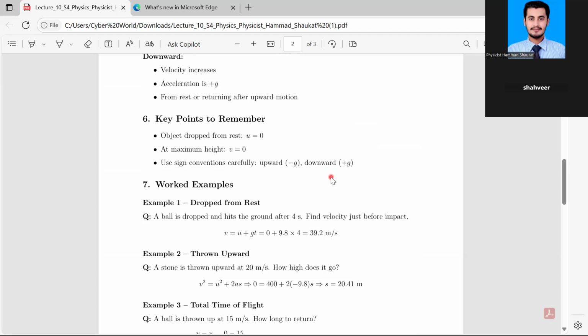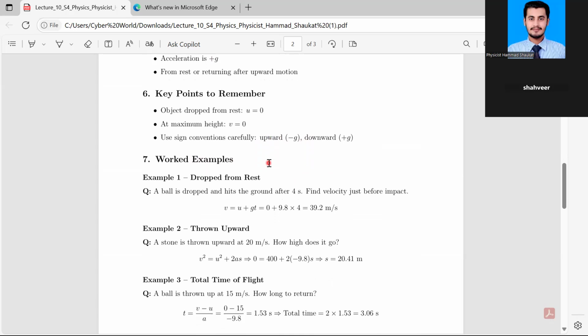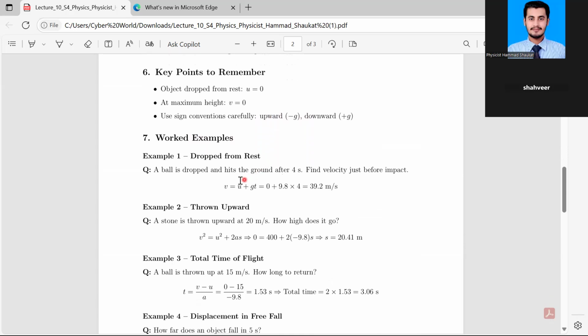Okay. So these are basically the sign conversions, which you already know. So now let's solve some worked example problems, and these problems are from vertical motions. A ball is dropped and hits the ground after 4 seconds. Find velocity just before impact.